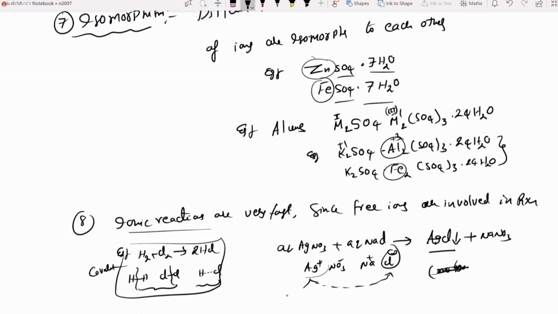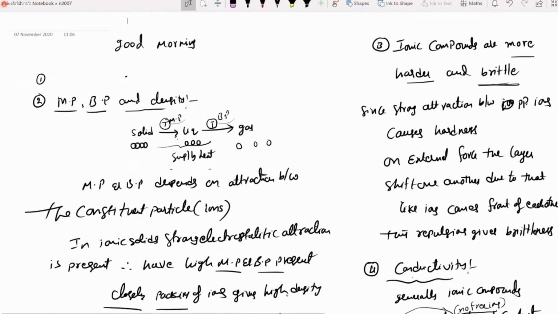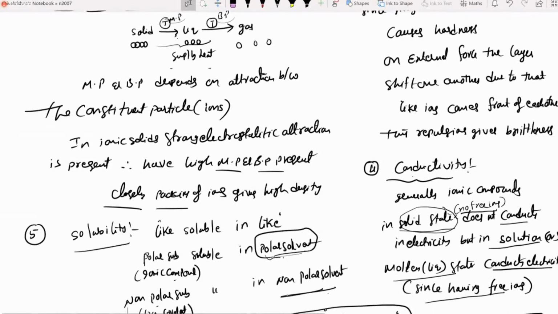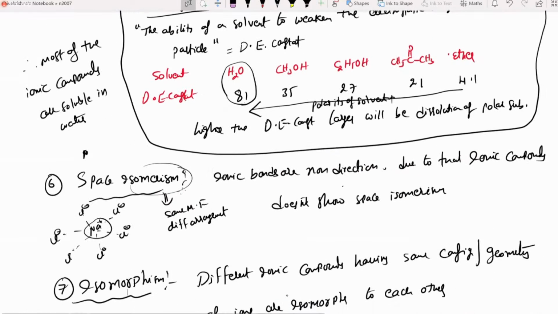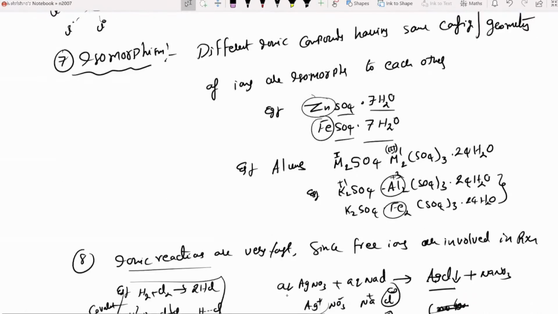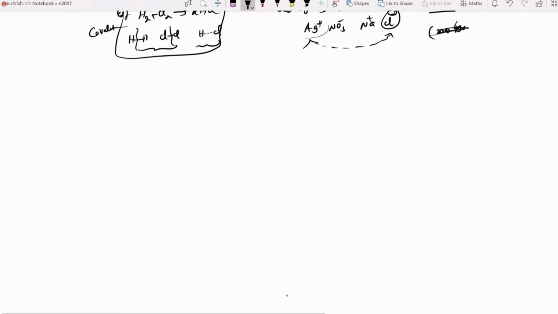These are some properties of ionic compounds. These are the general properties of ionic compounds. What are they? Their melting point and boiling point, their physical state, their hardness, their solubility, their conductivity, space isomerism, isomorphism, and their reactions. But students, these also have exceptions.